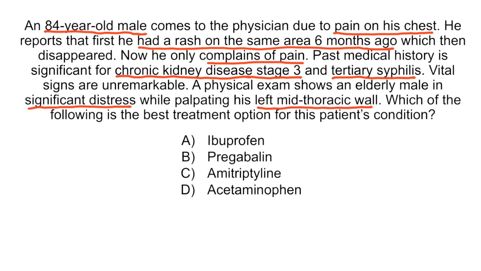And the first-line treatment of post-herpetic neuralgia is either gabapentin or pregabalin. Therefore, the correct answer is option B, pregabalin. Let's discuss why other options are incorrect. Option A, ibuprofen, is incorrect because although NSAIDs can work as analgesics, this patient has chronic kidney disease stage 3, so we will not give him NSAIDs because that can further decrease his GFR.